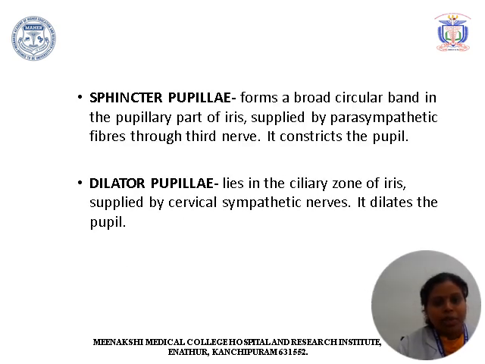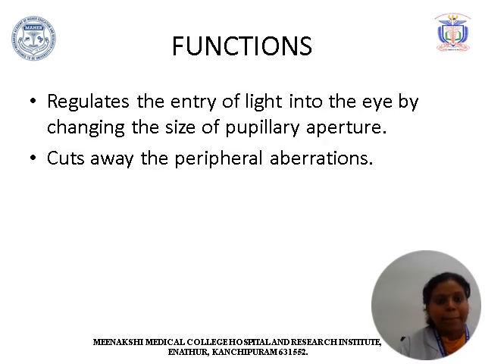Sphincter pupillae and dilator pupillae. Sphincter pupillae is a broad circular band in the pupillary part of the iris, and it is supplied by the parasympathetic nerve fibers through the third cranial nerve, that is the oculomotor nerve, and its function is to constrict the pupil. Dilator pupillae lies in the ciliary zone of the iris, and it is supplied by the cervical sympathetic nerve, and its role is to dilate the pupil.